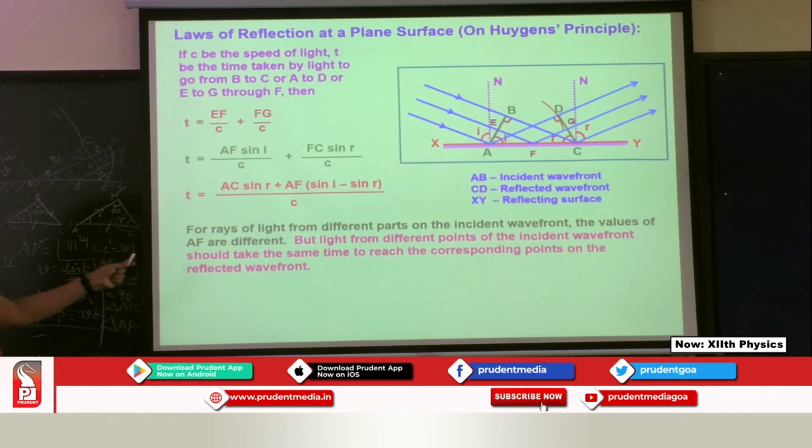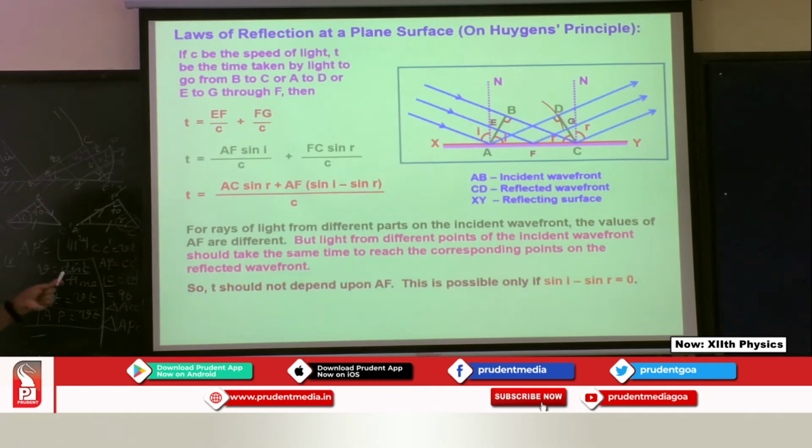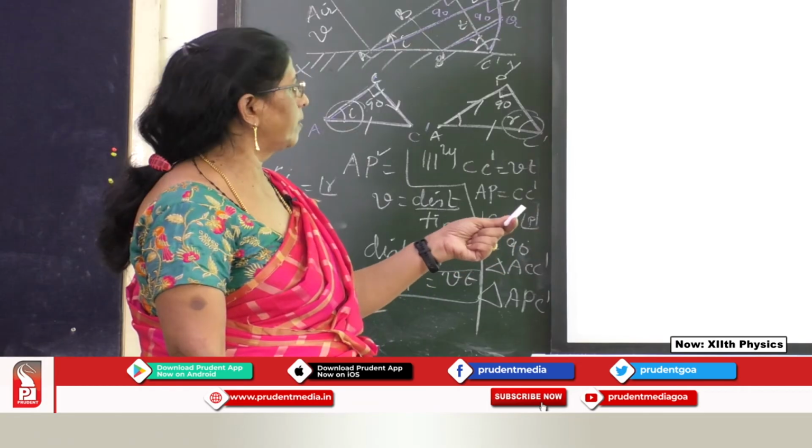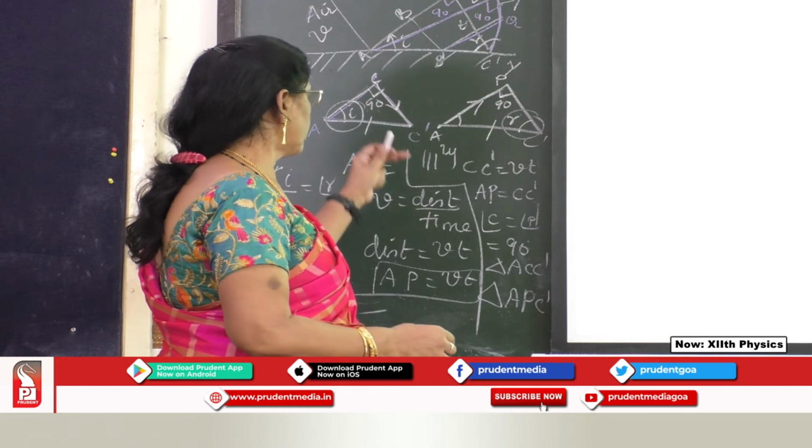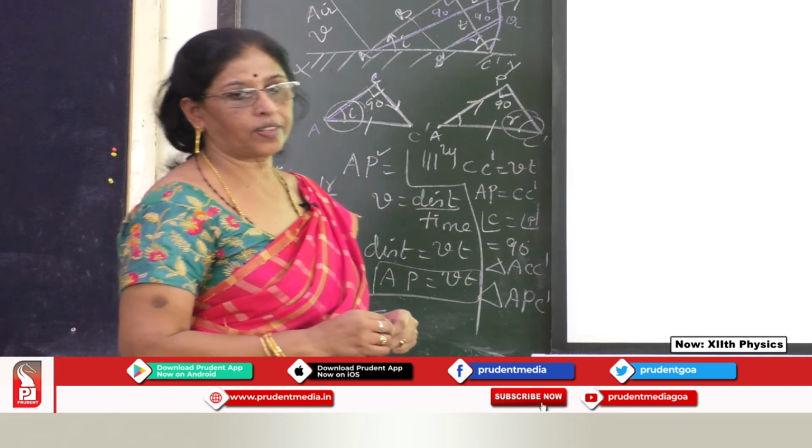For the rays of light from different parts of the incident wavefront, the values of AF are different, but light from the different points of the incident wavefront should take the same time to reach the corresponding points of the reflected wavefront. So it should not depend on AF. So therefore sin A upon sin R becomes 0. So we take it over angle I equal to angle R. So this is another method of it. Okay. So this is what proves the laws of reflection.